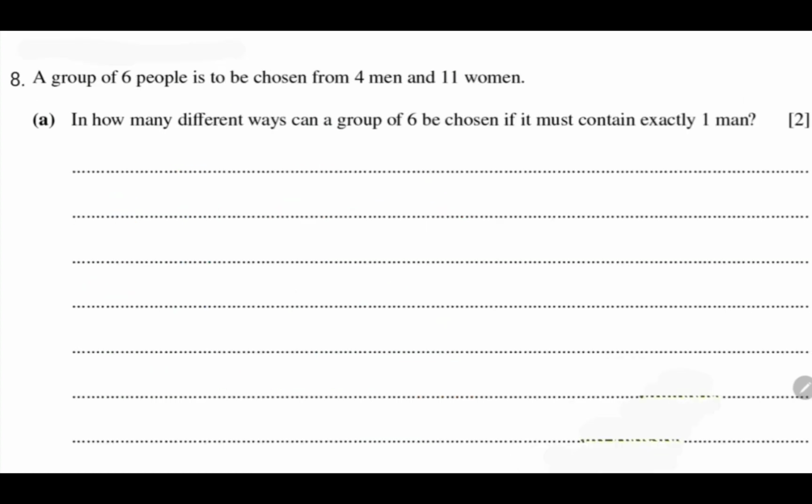See question number 8. A group of 6 people is to be chosen from 4 men and 11 women. It is given that exactly 1 man is to be selected and we have to select 6 people. So 1 man out of 4 men can be selected in 4C1 ways and the remaining 5 people can be selected out of 11 women in 11C5 ways. So this was an easy question. Let's move to the next part of it.